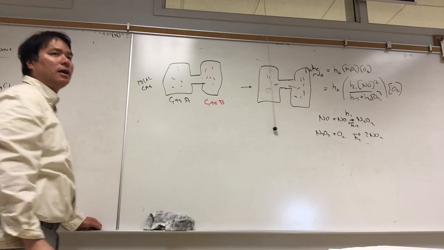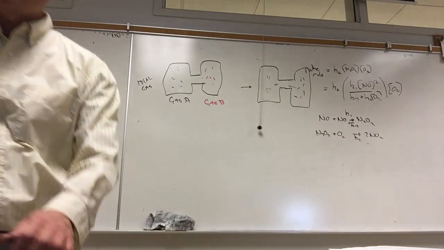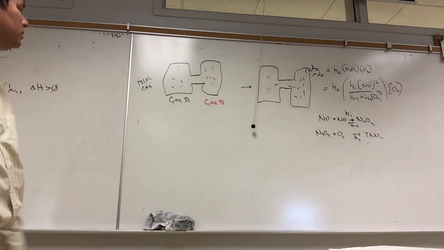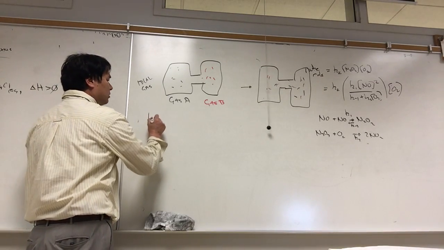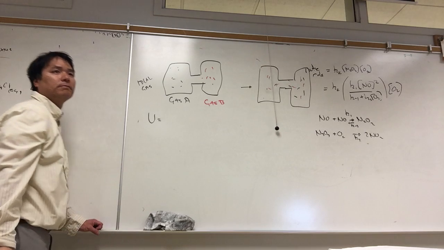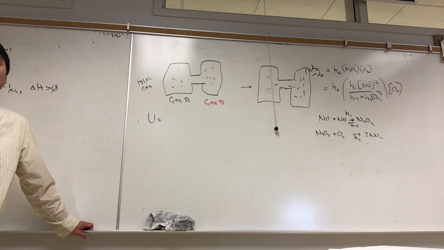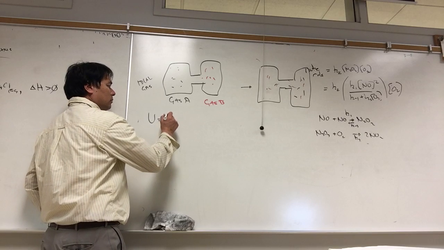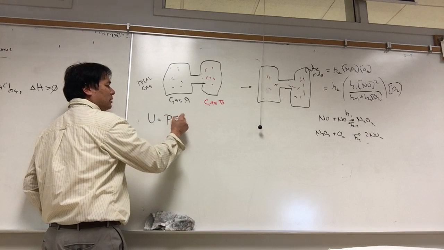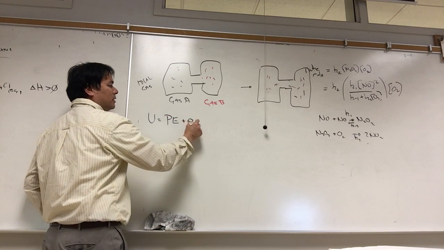And let's look at the energy. What's the total energy of an ideal gas? Well, the total energy is called its internal energy, right? And so the internal energy is given by the symbol U. What does total energy consist of? Total energy consists of what we call potential energy plus kinetic energy.